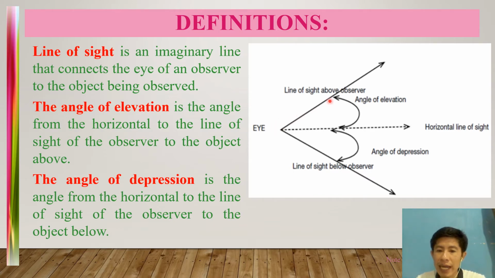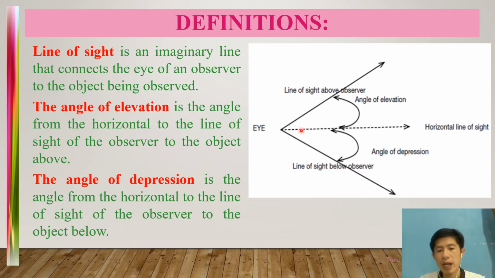Magkakaroon ng line of sight above the observer kapag ang tinitingnan mo ay mas mataas kesa sa'yo. Halimbawa, ikaw ay 5 meters above the floor, yung eyes mo. Tapos, yung tinitingnan mo is 100 meters above the floor. Okay, so magkakaroon na dyan ng line of sight above the observer.